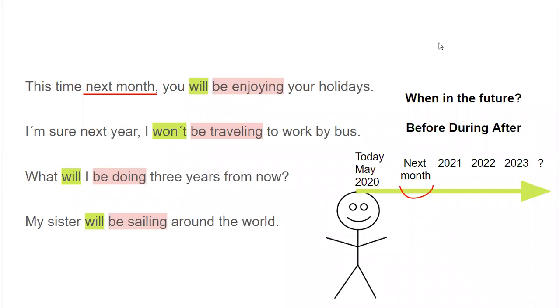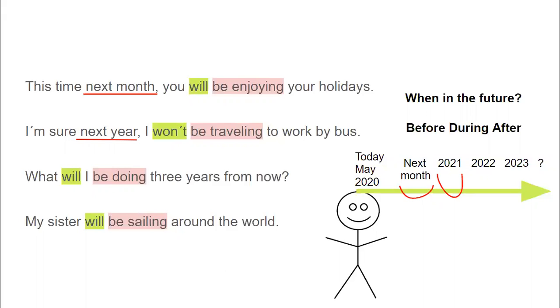Next sentence: I'm sure next year I will be traveling to work by bus. Next year. So the action will be taking place before, during, or after the next year? And again, the action will be during the next year. All the year, this person will be traveling to work by bus.